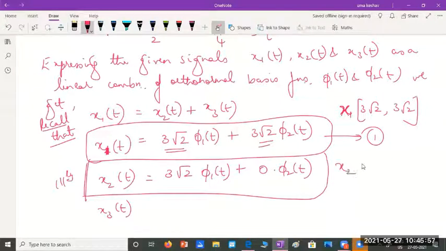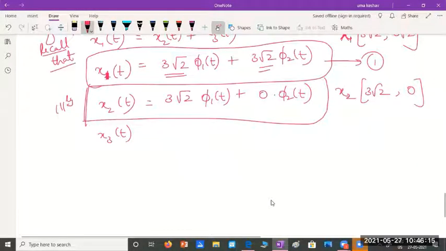Similarly, what would be the coordinates of signal x2? It has a coefficient for phi 1, but the coefficient for phi 2 is 0. That's why I'm telling you to write it in this form. So the second term has no meaning here. It is 0 as it is.